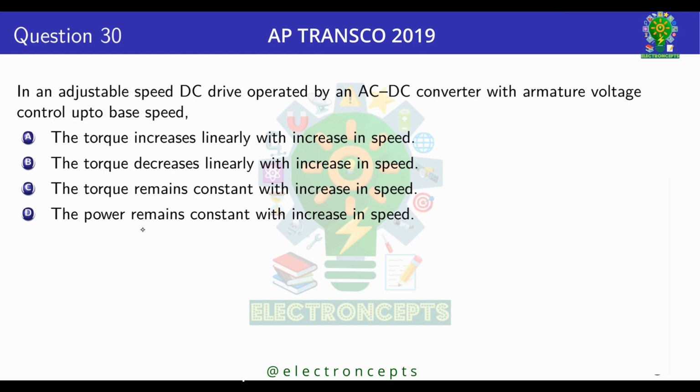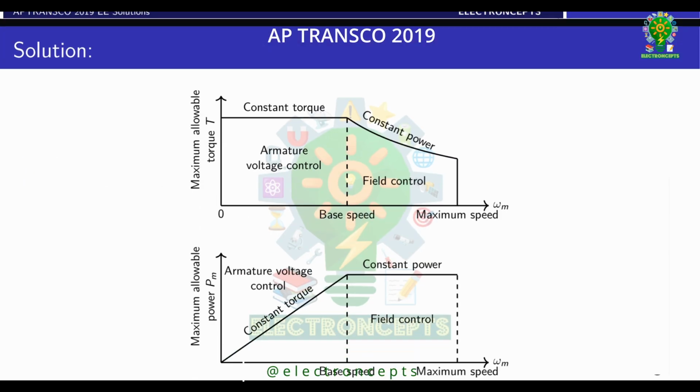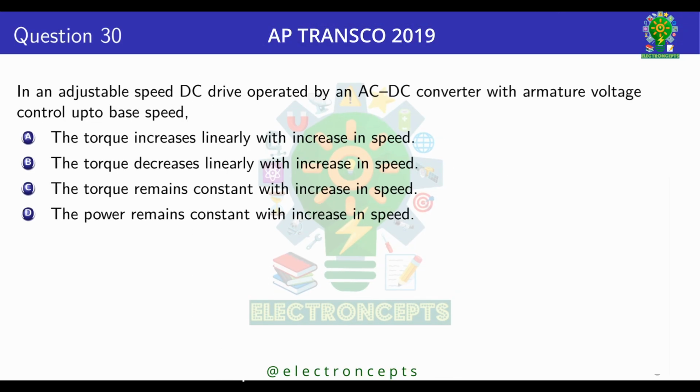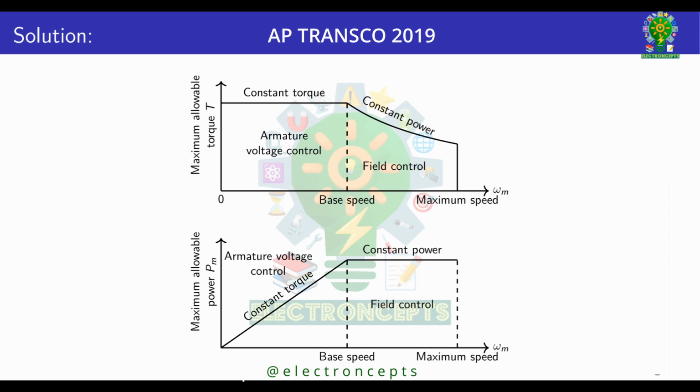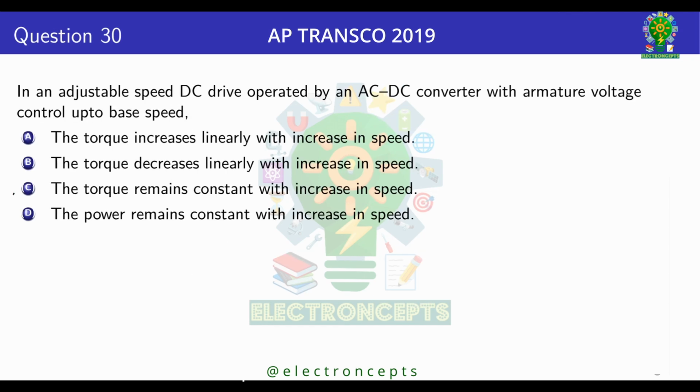Question number 30. In an adjustable speed DC drive operated by an AC to DC converter with armature voltage control up to base speed, we need to find the relation between torque and speed, and also the relation between power and speed. Let us see the plots of torque versus speed and power versus speed, which is as shown here. In the question, it is mentioned that the converter is with armature voltage control up to base speed and until base speed region. Analyzing the options, we can say that option C is correct.